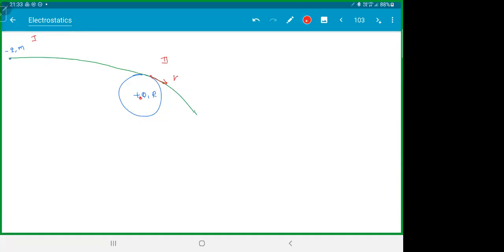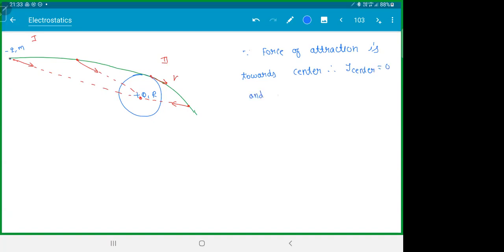This is the center. Now, if you observe, the attraction force is towards the center. When you're here, attraction force is towards the center. When you're here, attraction force is towards the center. Can you see? No matter how much you travel, the force is always towards the center. Since force of attraction is always towards the center, torque about the center is 0. Therefore, angular momentum is conserved about the center. Therefore, torque about center is 0 and L bar about center is conserved.